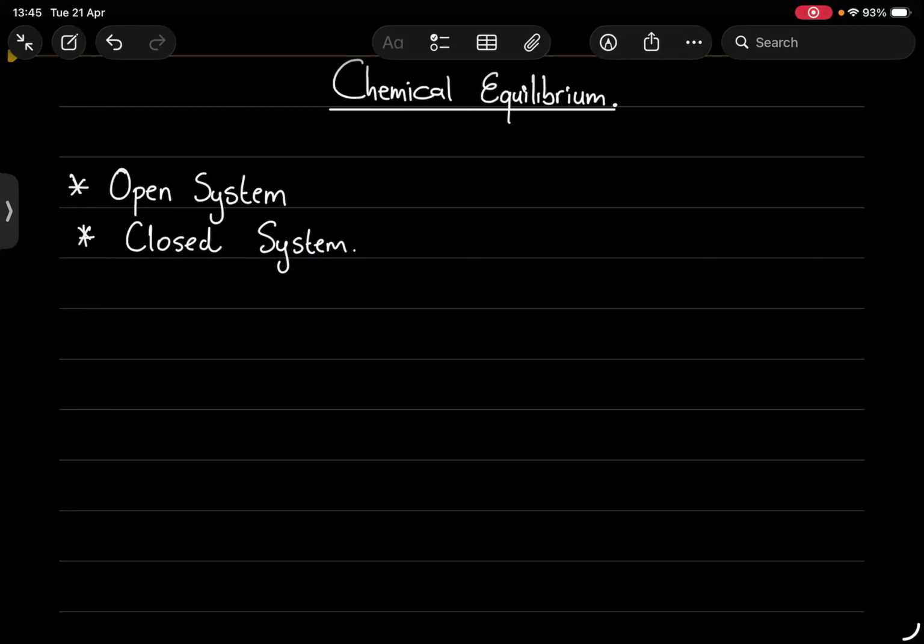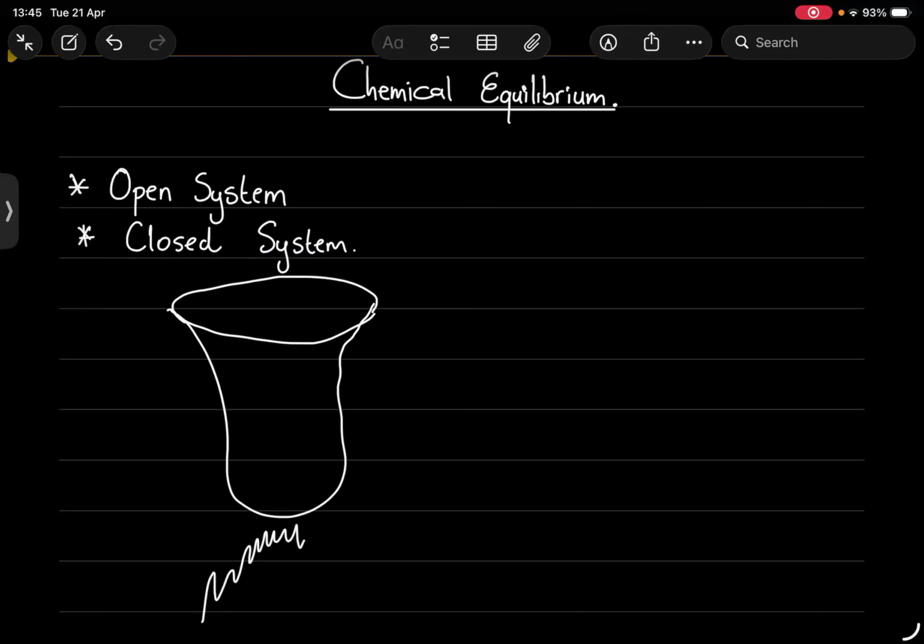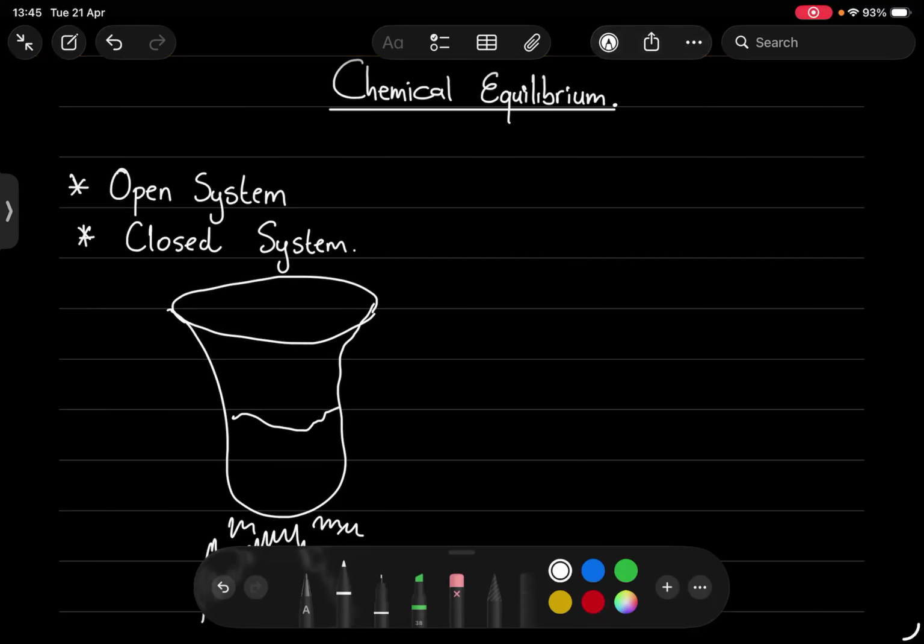So I will make an example of an open system. Let's say you have a beaker, and this beaker, you have a fire here. You've put this beaker with the fire. This is fire. Do you get it? And you have your water here.